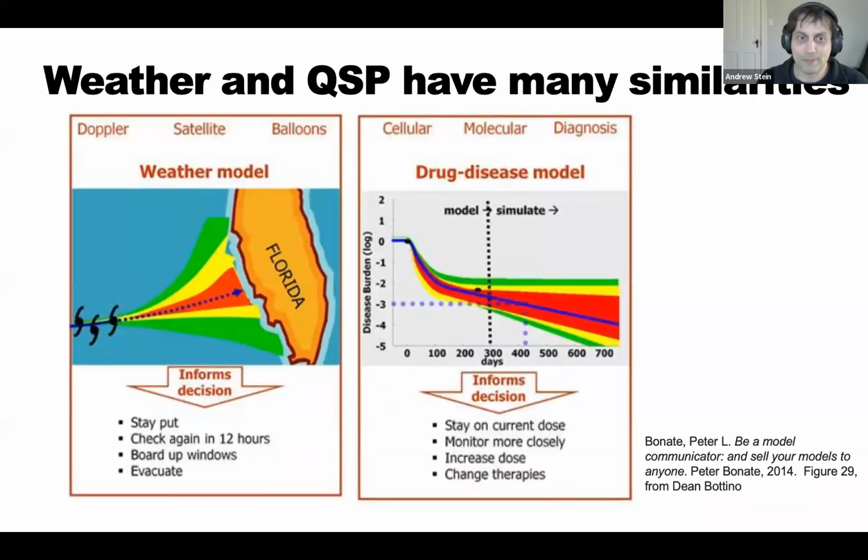And I want to show two examples. I think I'm going to start with one from weather forecasting, just because that's such a data-rich area. And here's a slide from Dean Bettino and Pete Bonate showing the comparison between weather forecasting and, say, patient forecasting on the right, where you start with lots of data from lots of different sources. With weather, say you're trying to predict where a hurricane's going to go, and then you're making a decision about whether you're going to stay put or evacuate. And for a patient, you're making a prediction about how a disease is going to evolve, and then should you stay on your current therapy or change therapies.